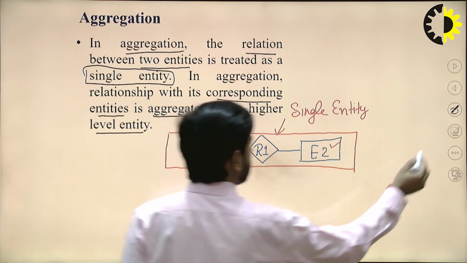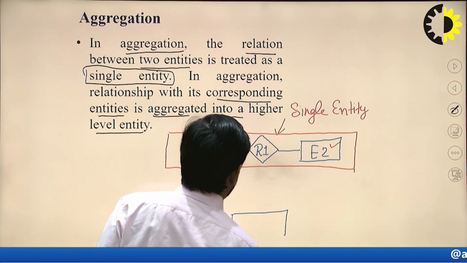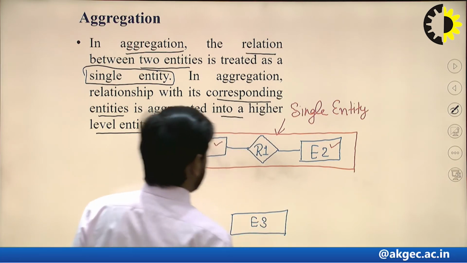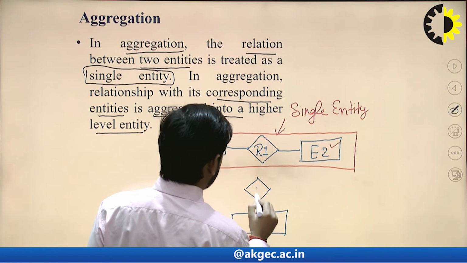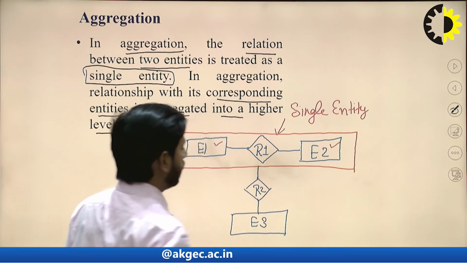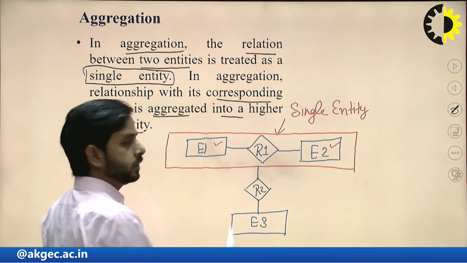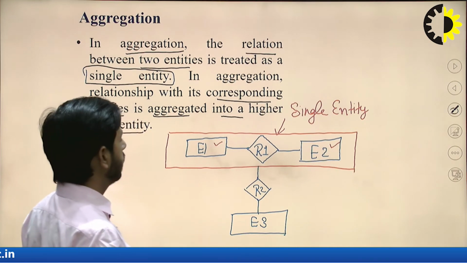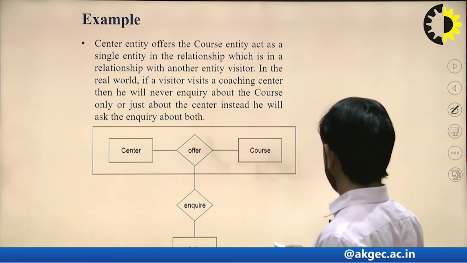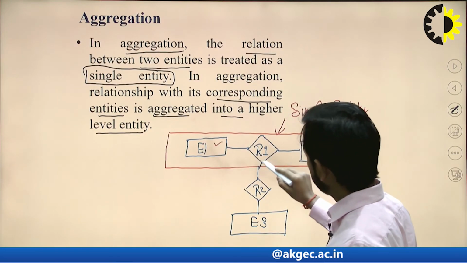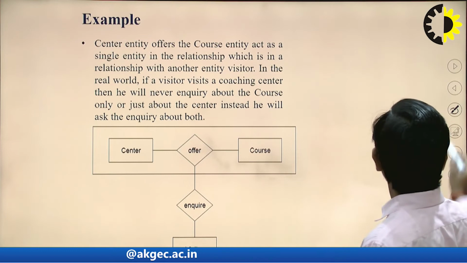And there is some entity 3. So these are connected like this. There is relation R2. So these two entities are combined or aggregated and treated as one single entity. Let's see one example. Just combine this relationship. Now let's see the example.